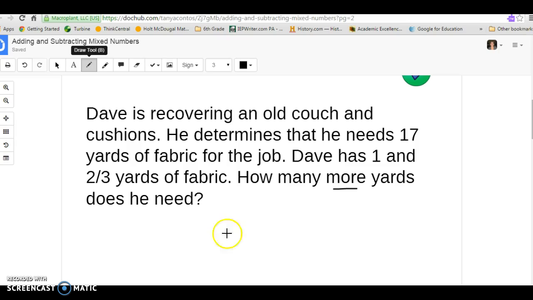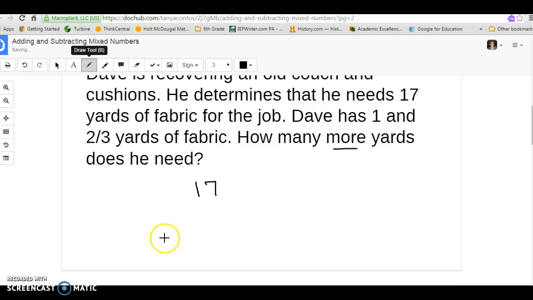Okay, so we need to subtract. So we're going to take our 17 and subtract 1 and 2/3. The problem is, everyone, we can't just subtract 17 minus 1 and get 16 and 2/3. That's not going to give us the correct answer. We can't do that.